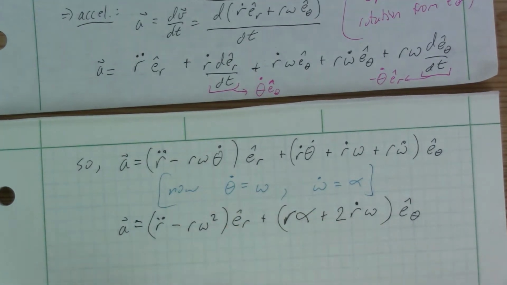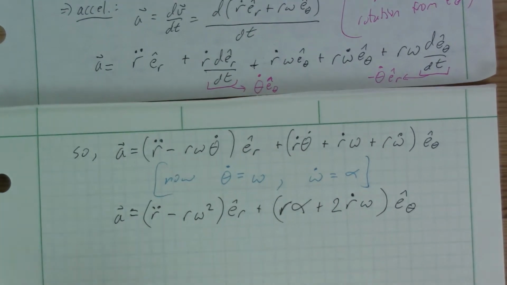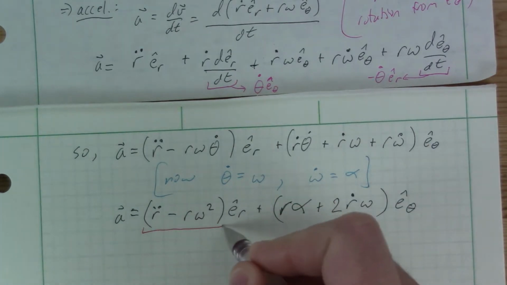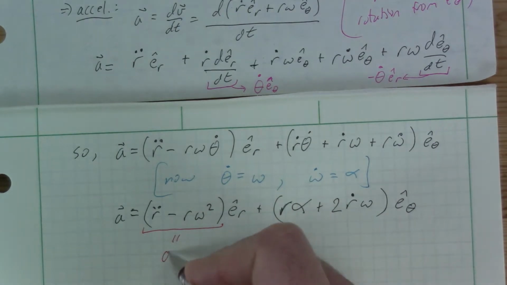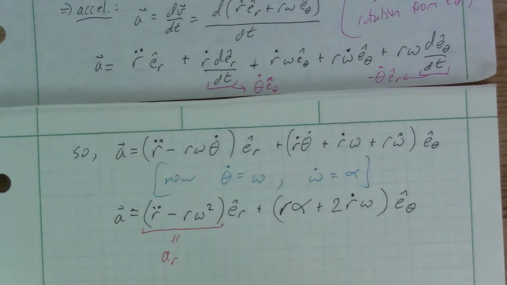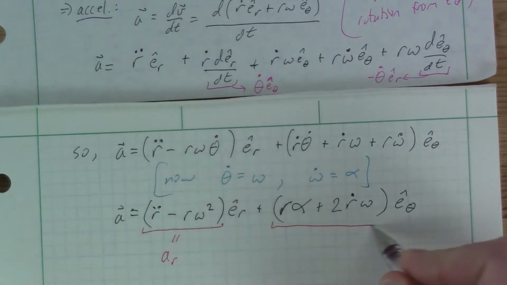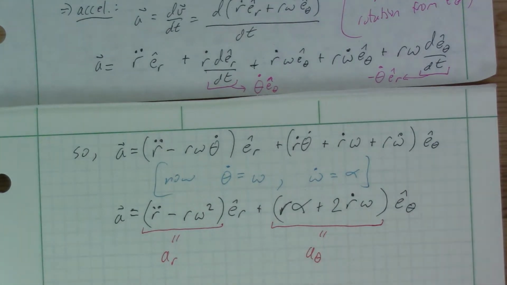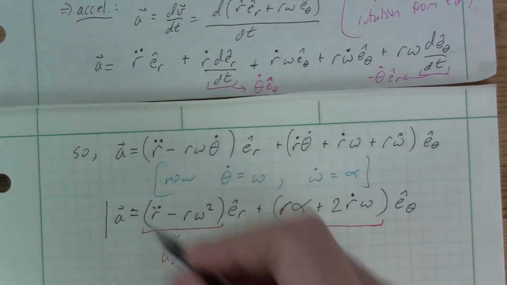So this is the acceleration written in terms of the radial distance from the origin to point P and any angular velocity and angular acceleration. This is then our radial component of acceleration, and this is our angular component of acceleration. Let's put a big box around this. This is important.